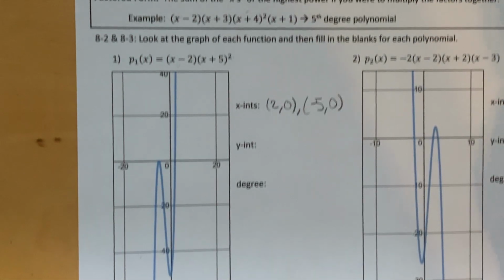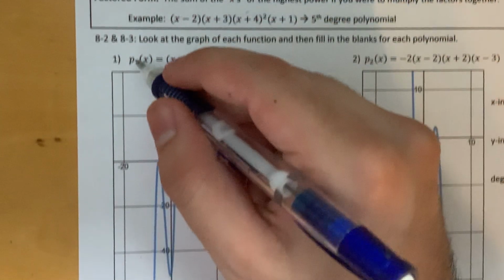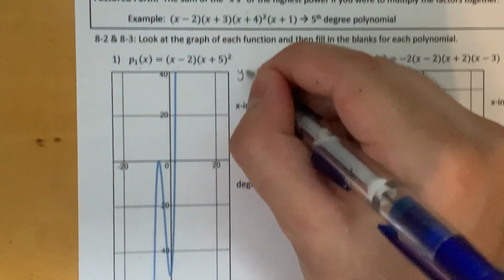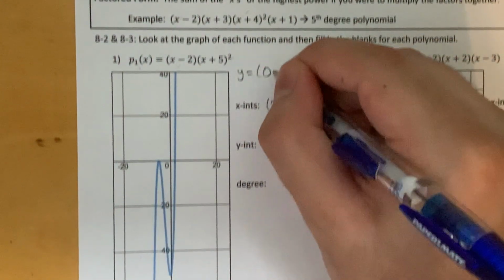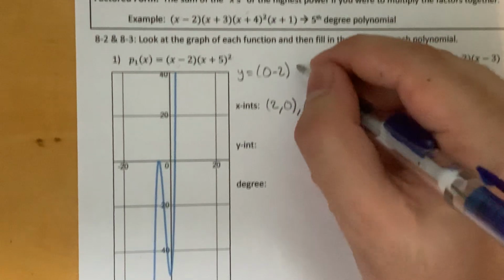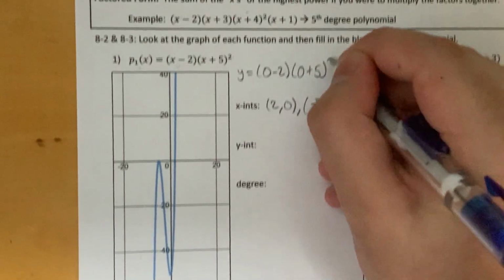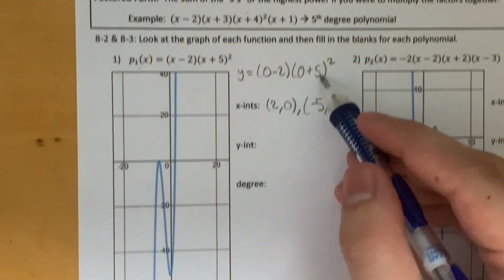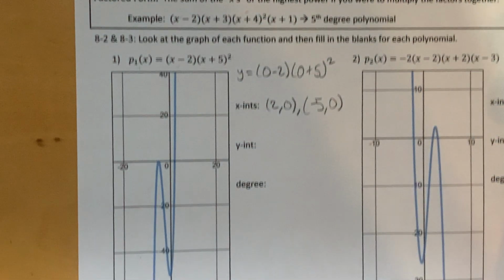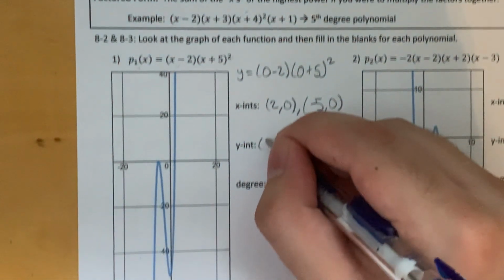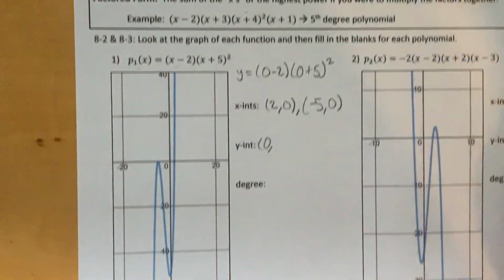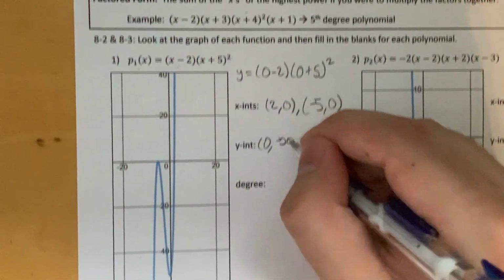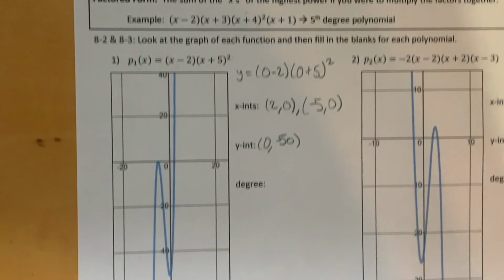Now the y-intercept, we're gonna figure out what y equals if x equals 0. So it'll be 0 minus 2 times 0 plus 5 squared. So it's 25 times -2, which is -50. So we know that we plugged in 0 for the x, and -50 is our output.